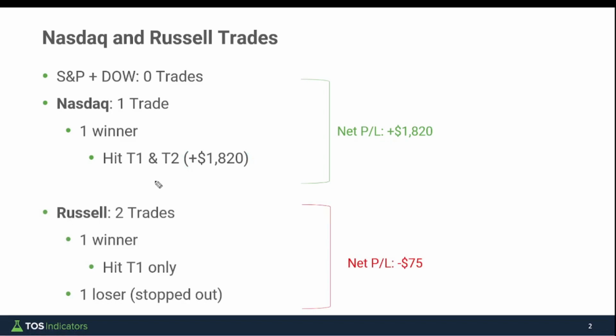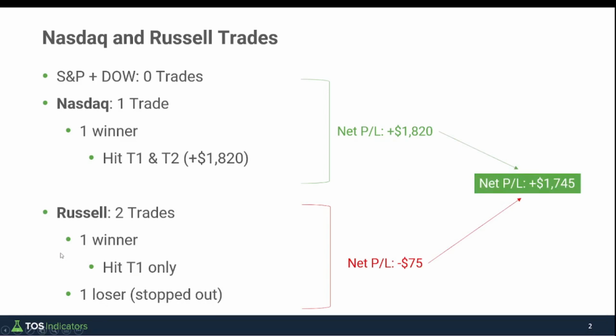There we had two different trades that set up, and our net for the day inside of the Russell was negative. We had one winner, which hit only its first target, but then we had one loser, and that one loser stopped us out on both that first and second contract that we have. So our net P&L inside of the Russell, negative 75. Our net P&L inside of the Nasdaq, much greater, positive 1820. That leads us to a net day P&L of positive 1745, minus, of course, commissions.